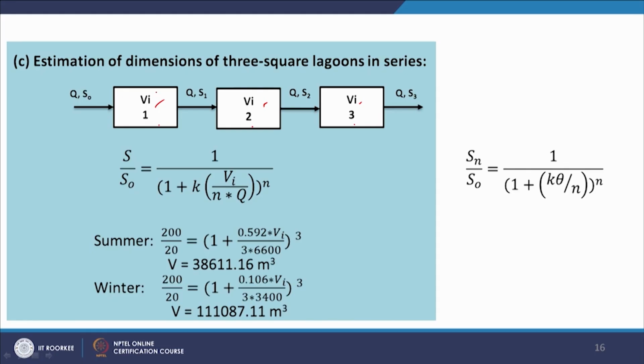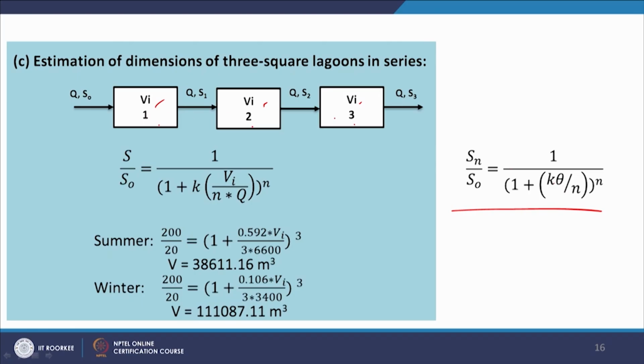So, for a single unit, S by S0 equals 1 by 1 plus k theta, and if there are n in series, then the expression will be S_n by S0. This is our S_n after n units, and S0 is the initial value we had, equal to 1 by 1 plus k into theta by n, to the power n. Since we have n units, we divide k theta by n, where theta is the residence time.